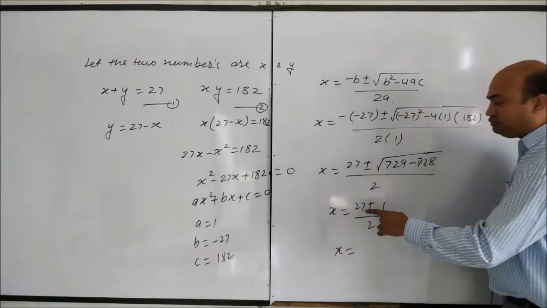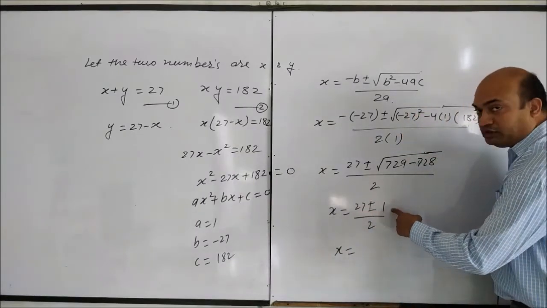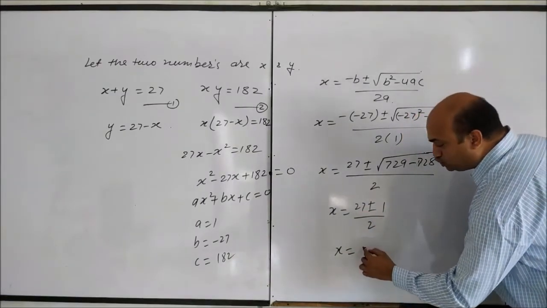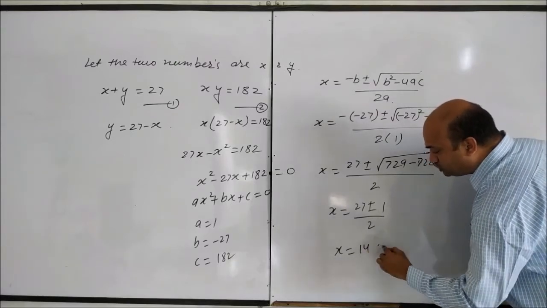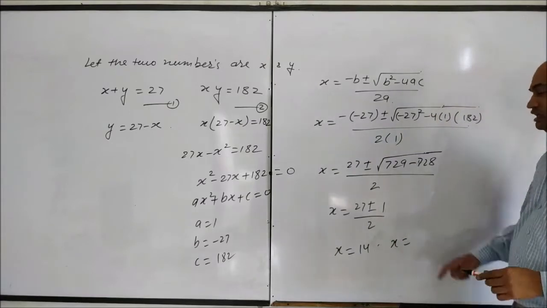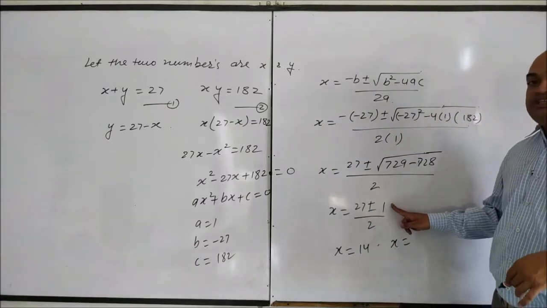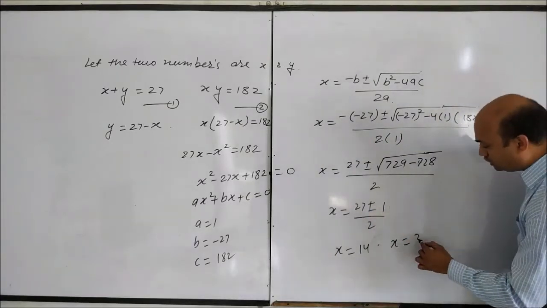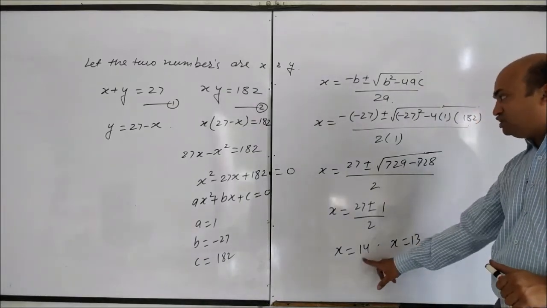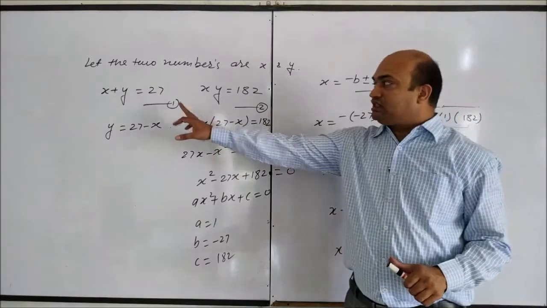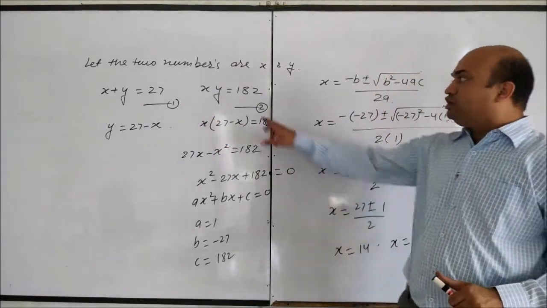So x plus we take 27 plus 1, 28 by 2, that is 14. And when we take minus sign, 27 minus 1, 26 by 2, 13. So two numbers are 14 and 13. Sum of them is 27 and product of them is 182.